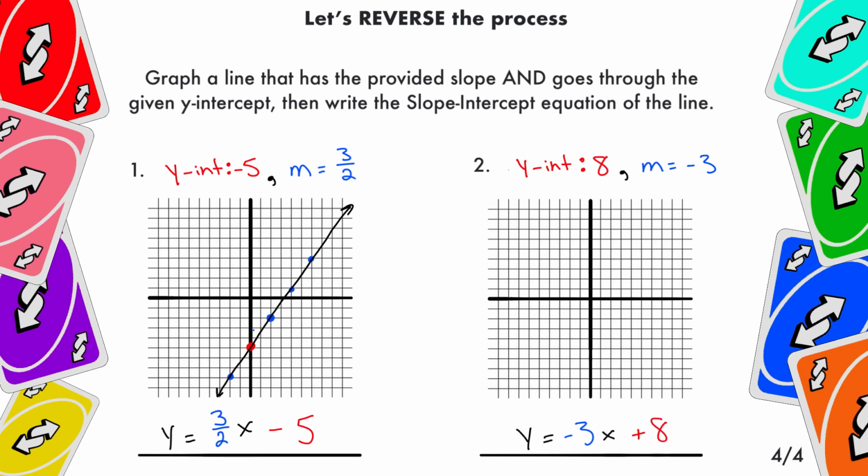So let's jump to the graph. My y-intercept is 8, which takes me to right here. My slope is negative 3, which I could write as negative 3 over 1. So that tells me to go down 1, 2, 3, and right 1. I can also go down 3, right 1 again, down 3, right 1 again, and I can do it over and over and over. The more dots I have, the more accurate my graph is going to be. And here we have finished problem number 2.